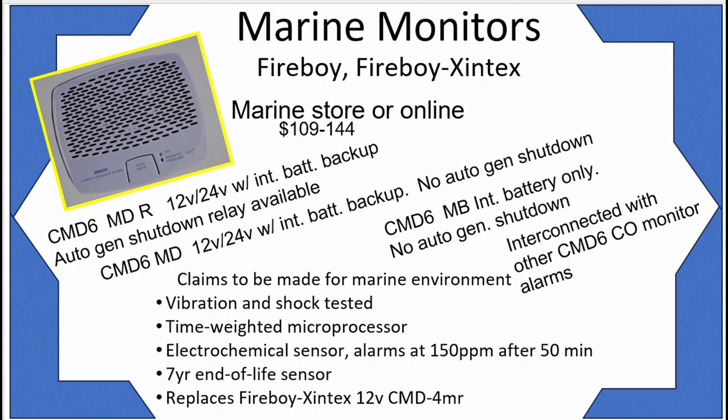And you can attach it to your generator. So if the alarm goes off, it shuts off your generator if your generator happens to be running, on the assumption that it's the generator that's producing the carbon monoxide. That's the expensive one. That's the $144. Then you can get one called a CMD6MD, but it doesn't have an R after the MD. Now that works with 12 volts, 24 volts, with a built-in battery, but there's no way to hook it to your generator. Then the third one is battery operated only, with no hookup to your generator.